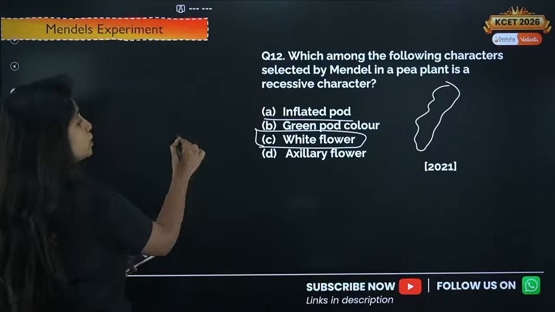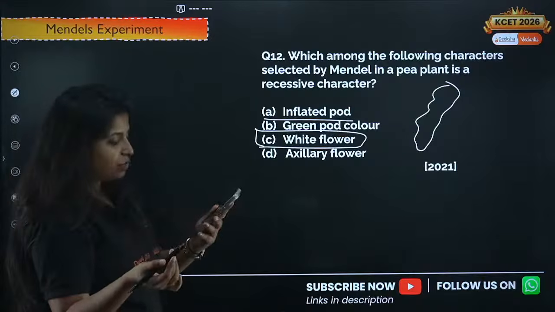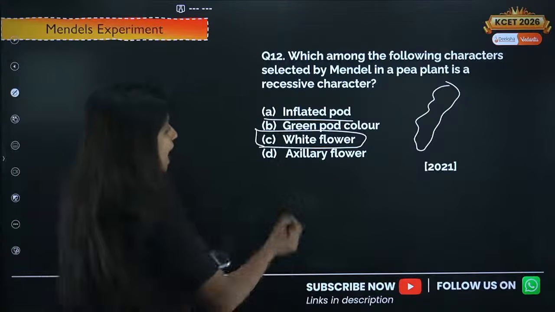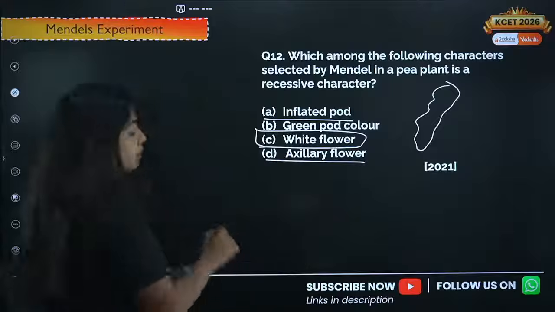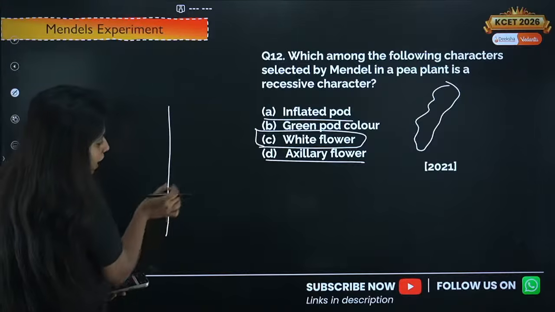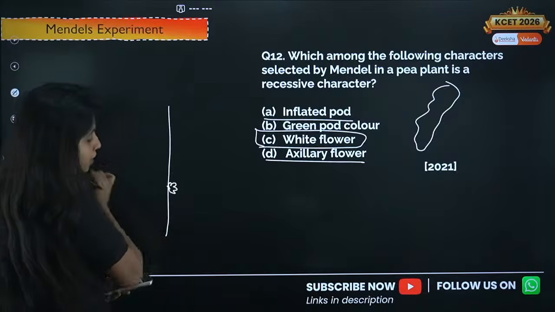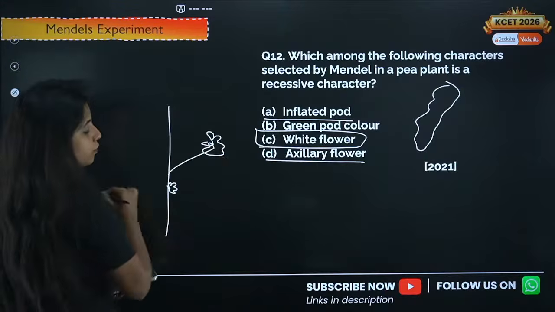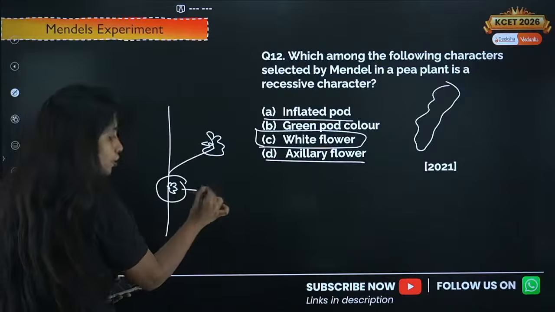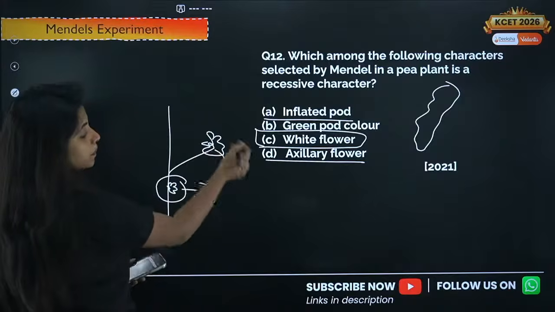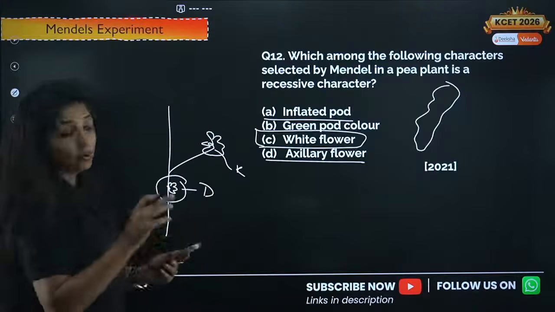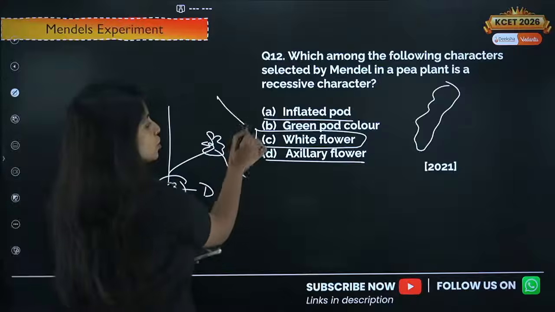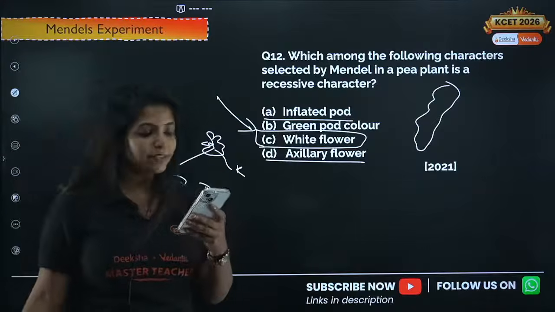Now white flower is recessive. The dominant one is violet flowers. You might have studied it. And axillary flower means the flower is where the branch arises. At the tip you have a flower that is known as a terminal flower. So axillary flower is a dominant trait, whereas the terminal flowers are recessive traits. You are asked what is recessive over here, so it's just the white flowers, because violet ones are dominant.